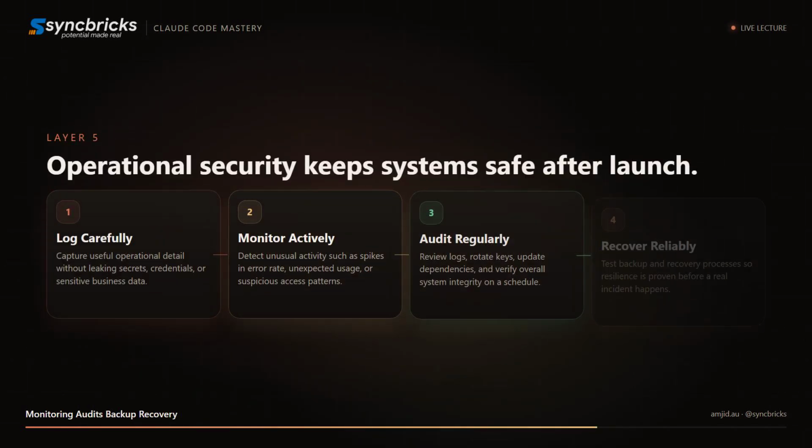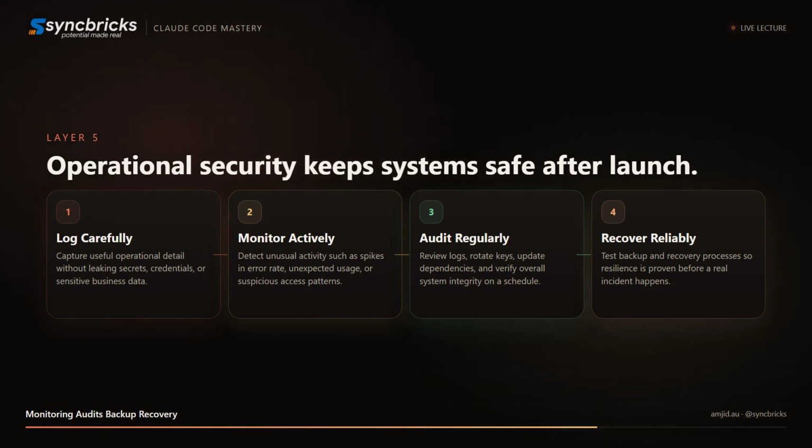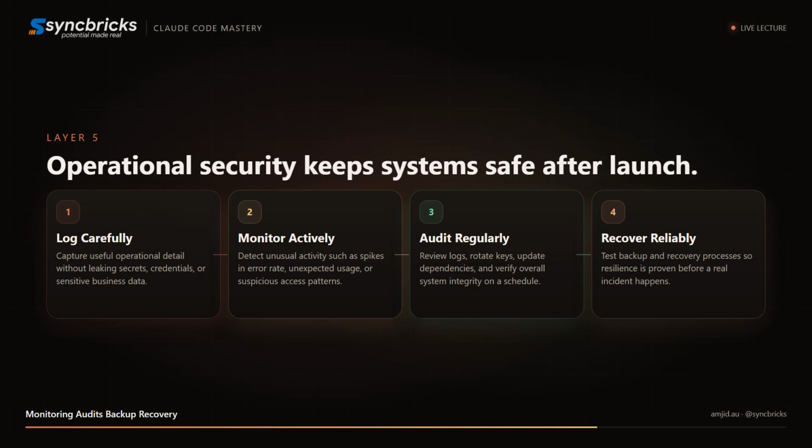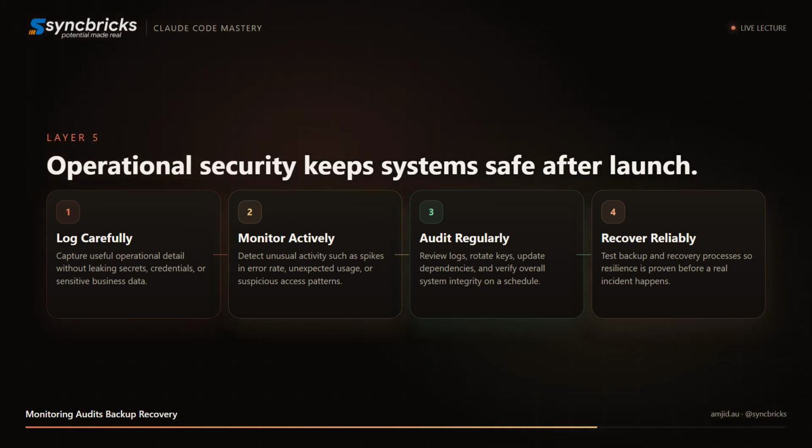Operational security ensures that systems remain secure after deployment. Logging should be implemented carefully to capture useful information without exposing sensitive data. Monitoring systems should detect unusual activity such as high error rates or unexpected usage patterns. Regular audits should be conducted to review logs, rotate keys, update dependencies, and verify system integrity. Backup and recovery processes should also be tested to ensure resilience.